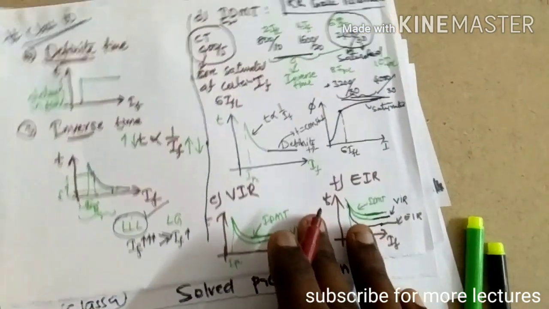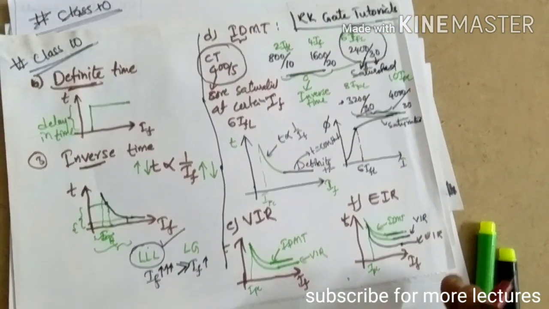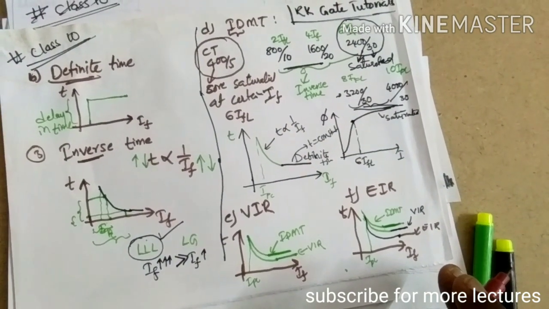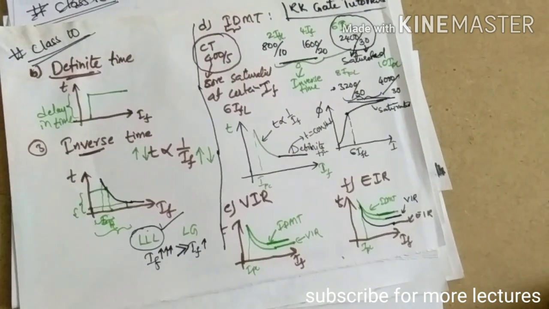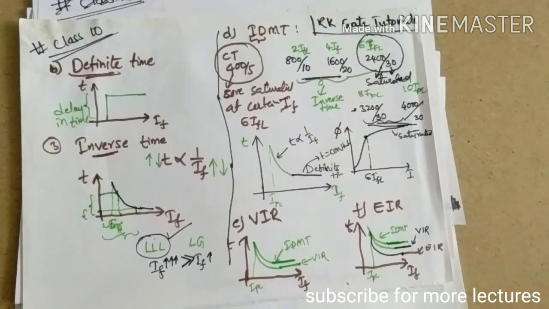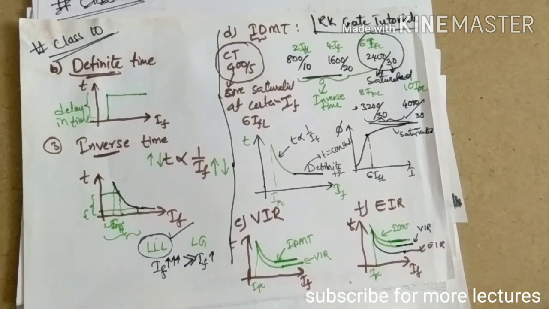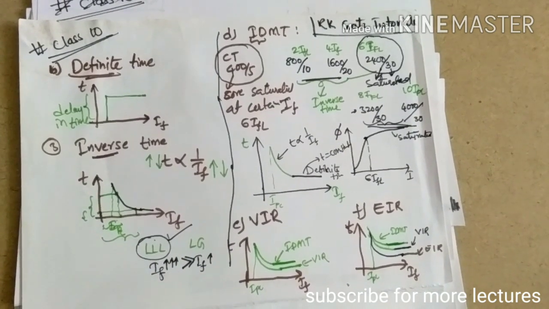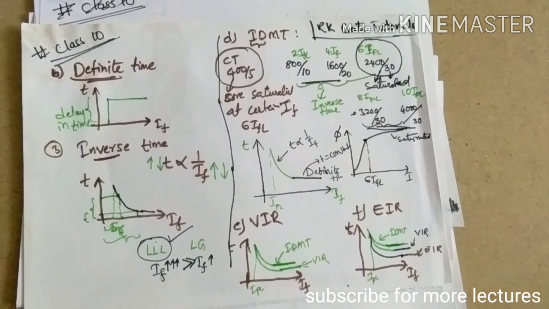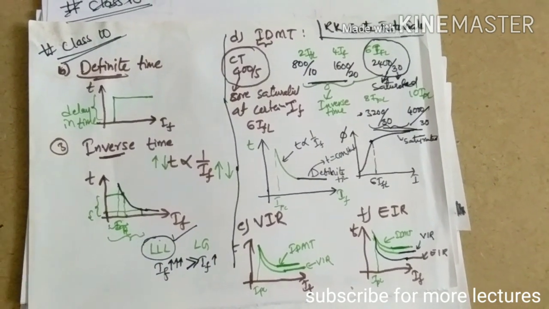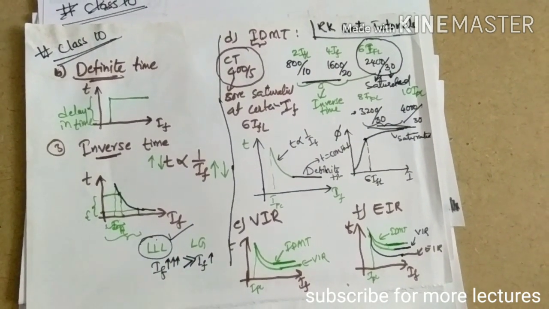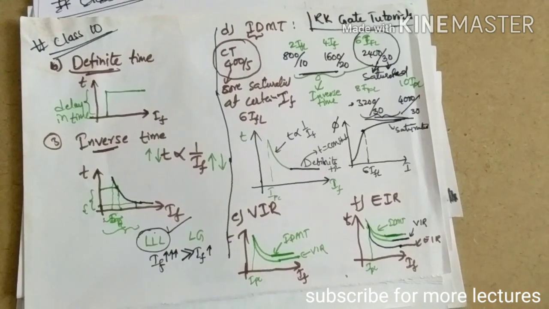So these are the characteristics of the different types of relays. I hope you understood, and in the next class we will see the important topic, that is how to adjust the pickup current, and also we will discuss the plug setting multiplier. That is the most important topic, and some expected questions are there for PSUs as well as GATE.